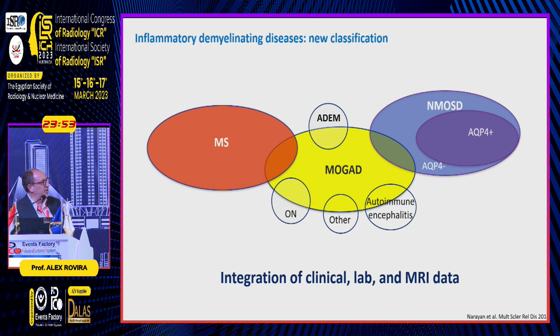But in the last years, different authors have introduced other disorders that at the beginning it was thought that they were variants of multiple sclerosis, but nowadays we know that they are completely different disorders with different treatments, different prognosis, and it's extremely important to make a correct differential diagnosis between MS and these other conditions.